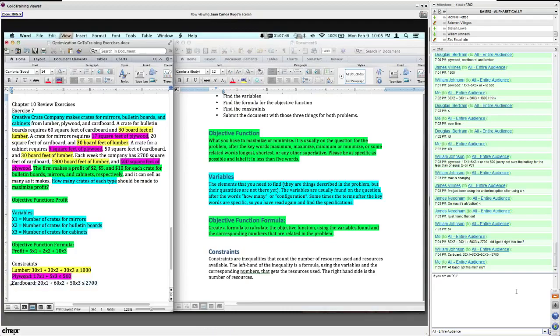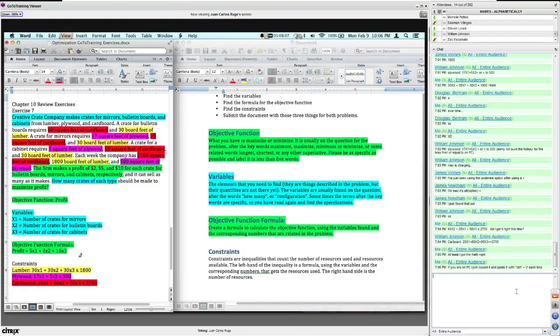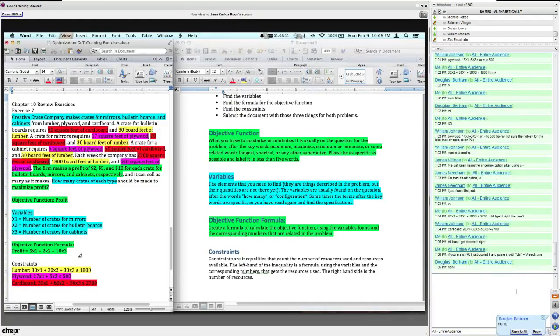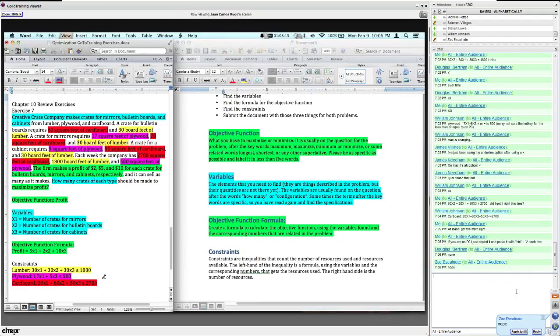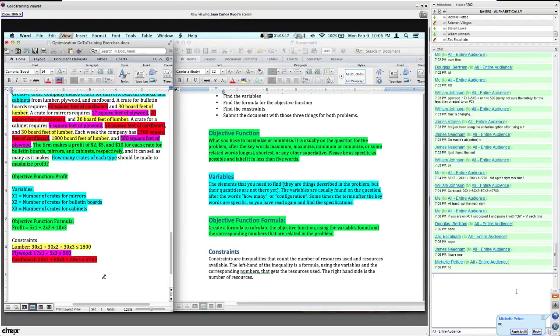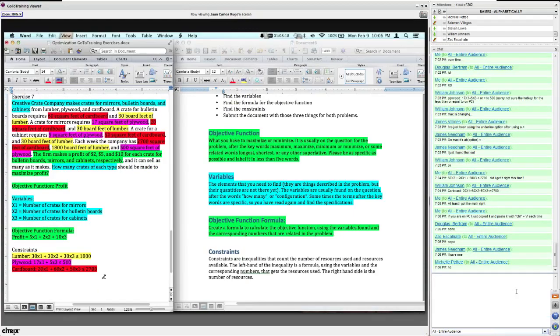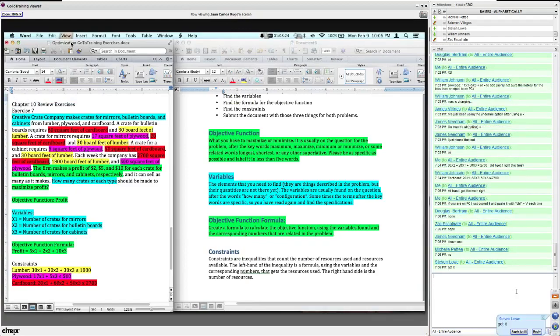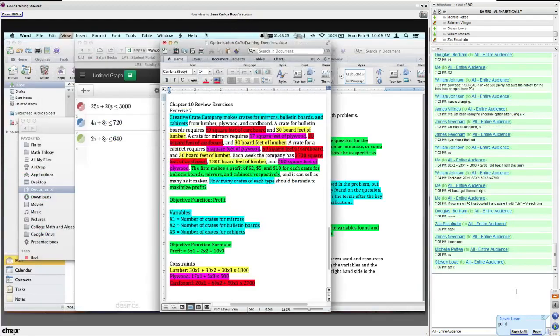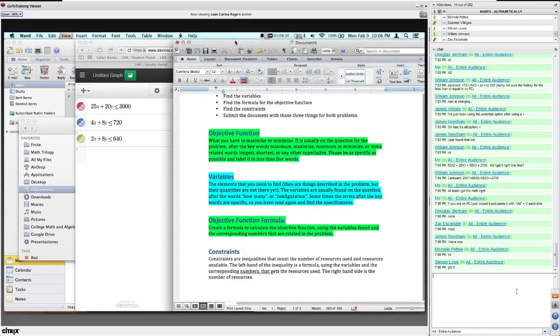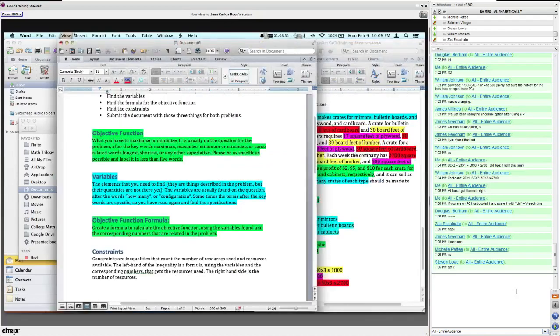Okay. So this is going to be red, and we have the information here. 64 bulletin boards. So 60x2, yes. 24 mirrors, 20x1, and then 15x3, and 2700 available. Okay, guys, questions about the setup? Okay, awesome.